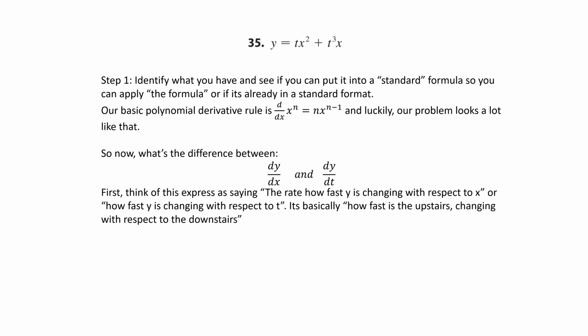So if x moved on a graph 1 unit to the right, how much would y change? Would it go up by 2? Would it go down by 2? That kind of idea. So what would this mean?